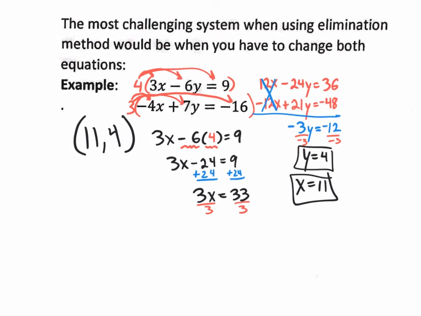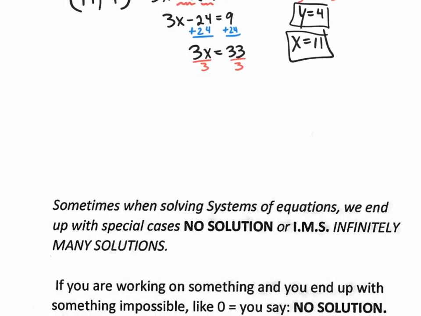So this is not the hardest, but it definitely requires more work than the previous system where all we had to do was multiply one equation by -1. Right here we actually had to multiply both equations. So that's the most amount of work you're going to do when solving a system with the elimination method.